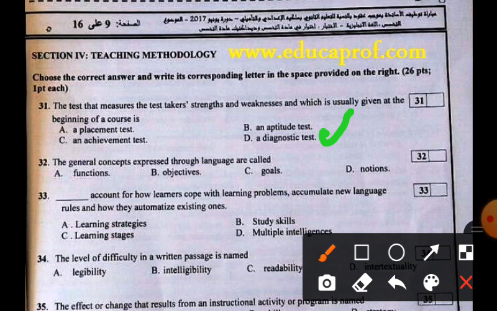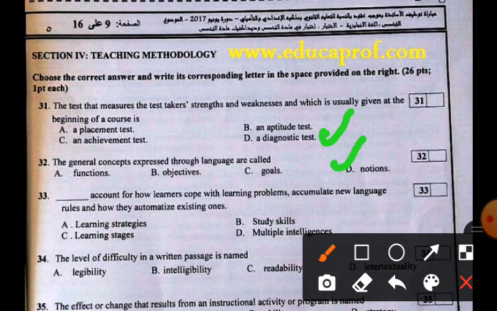General concepts expressed through language are called: A, functions; B, objectives; C, goals; D, notions. See what they mean here. When two persons are talking to each other, they use language. So through language, what do they express? They express notions, which are ideas, information, etc. So here D is the right answer too.